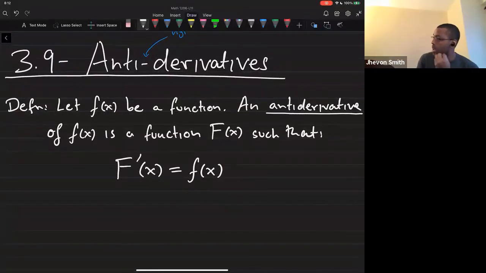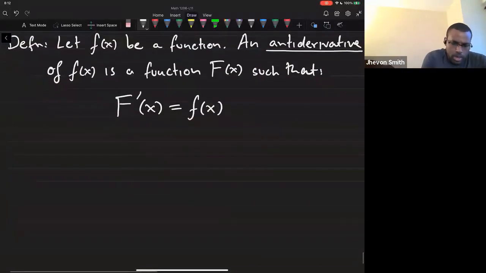So actually computing an antiderivative is therefore equivalent to reversing the derivative, because I wanted to find what function did I differentiate in order to get this function that I have right now. That function is called the antiderivative, right?